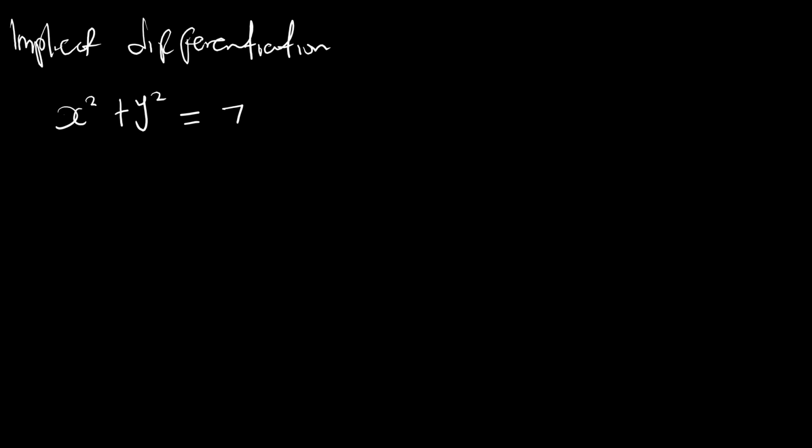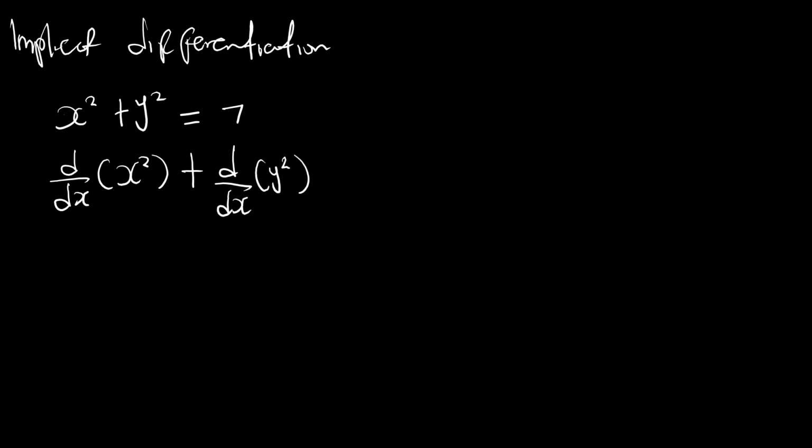What we're going to do here is differentiate each and every term that we have on our equation. So I will start: we're going to differentiate x squared, we are going to differentiate y squared, and then we also have to differentiate 7. The first step is to differentiate every term that we have. The derivative of x squared is 2x. And how about the derivative of y squared?